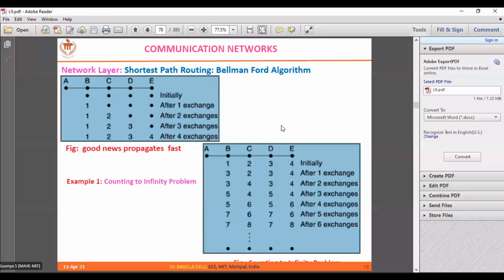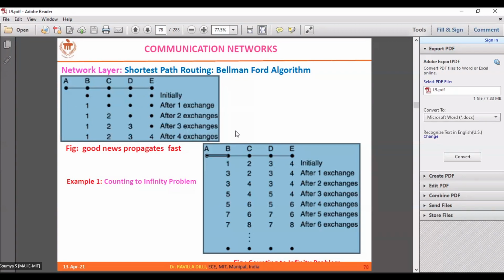Now look at the other figure. Initially, what is it that A has decided? A has got the distance to B, C, D and E. To B it is 1, to C it is 2, to D it is 3 and to E it is 4. Now let us assume that the link between A and B has failed. This particular link does not exist.